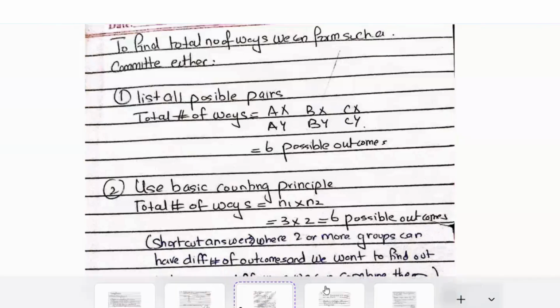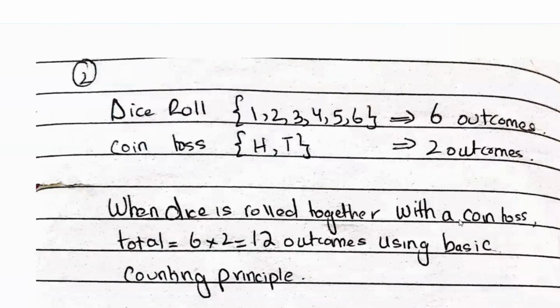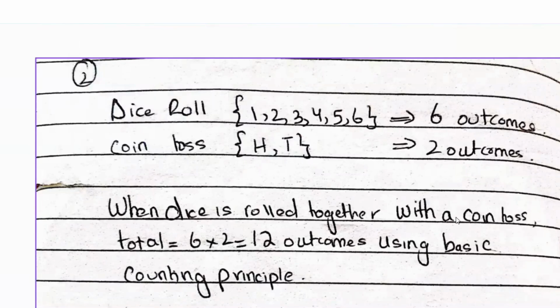outcome. Now let's look at another example. Suppose we roll a dice, there are 6 possible outcomes, and if you toss a coin, there are 2 possible outcomes. If the dice is rolled together with a coin toss, then in total there are 12 outcomes using the basic counting principle. So we don't have to list every possible outcome, like 1 head, 1 tail, 2 head, 2 tail, 3 head, 3 tail, and so on. You could list all possible outcomes and combine those, but a shortcut way of doing this is to simply apply the basic counting principle.